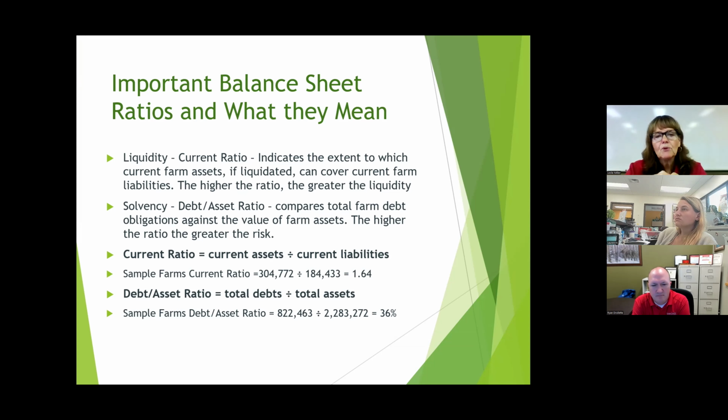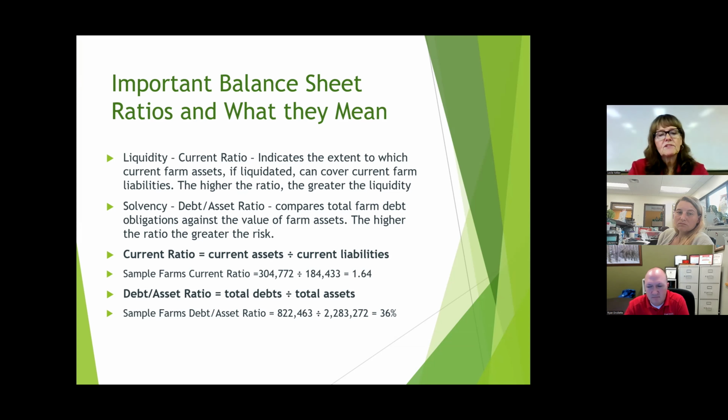And when you compute that ratio, the higher the ratio, that means the more liquid the operation is. That means the greater the capability to handle those debts as they come due. The solvency ratio, that's the debt to asset ratio. And as I said before, it does kind of tell you if something happens where you have to liquidate the farm operation, maybe there's a health issue or a debt, how can that operation handle all the debt that's out there? And there again, it's important for us to see that. This is a little bit opposite, though, from the current ratio. Here we want a lower number. The higher the number on the debt to asset ratio, the higher the risk is.